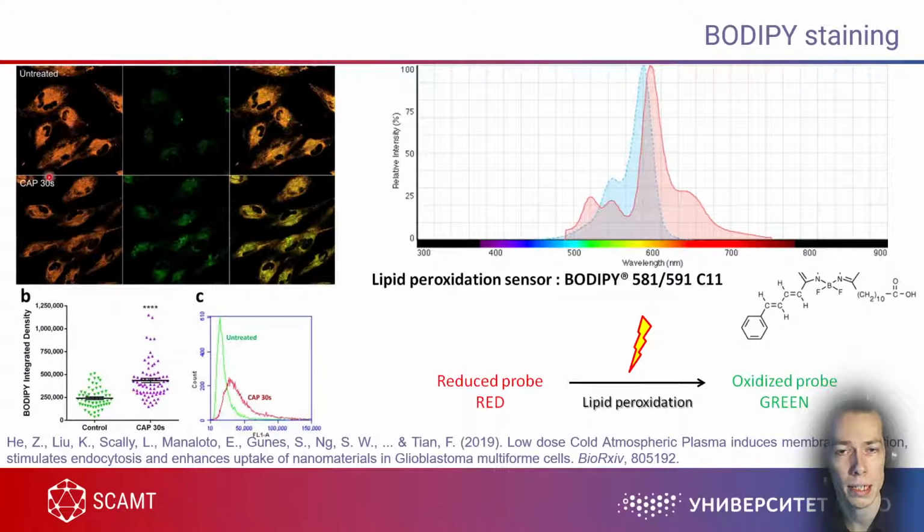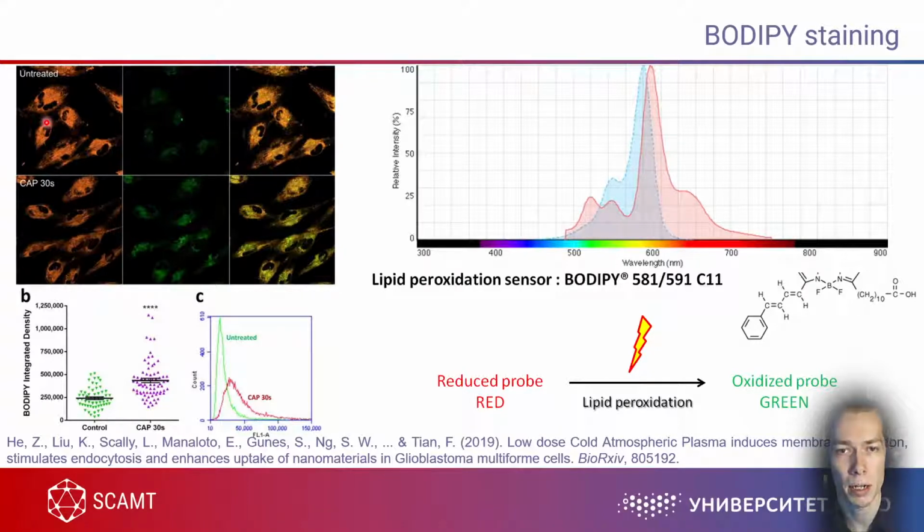Untreated cells, and cells treated with cold atmospheric plasma, which induces membrane oxidation to treat some glioblastoma, and so on. Doesn't matter how we induce this damage to membranes. It's some oxidation still. In this case by plasma, in other cases it can be done by some oxygen species.